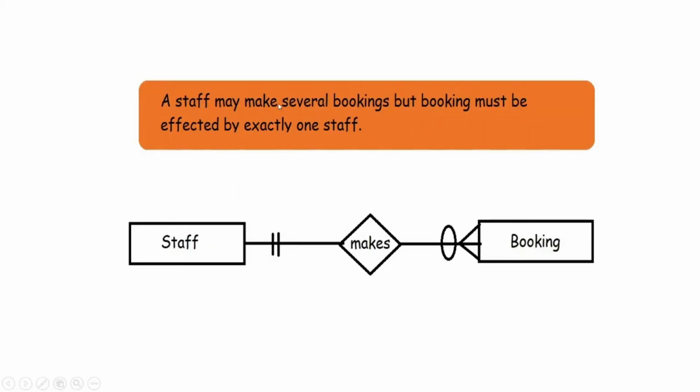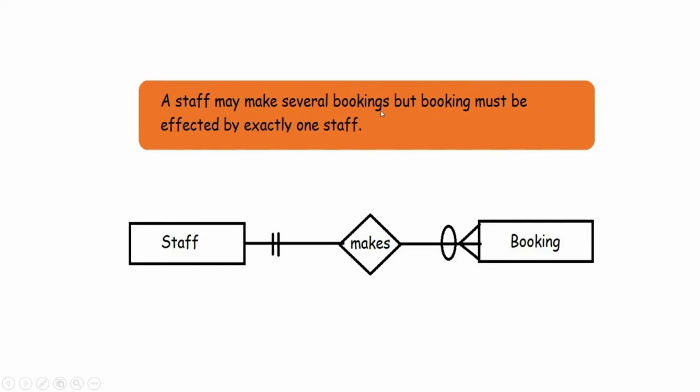A staff may make several bookings. So let's see this scenario. Here we know that we have staff. In an organization, there will be many staff. We are not going to have only one staff working for a company. We're going to have many records of staff, many staff details to store. So we know that staff will be a table in a company. Therefore it's represented in this rectangle, because the rectangle is an entity.